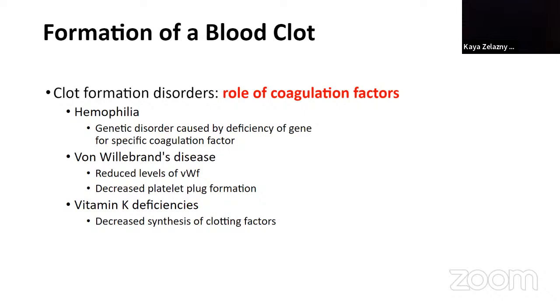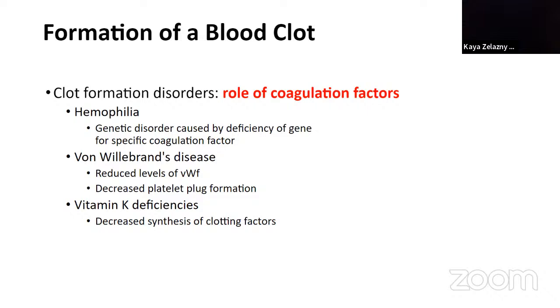There are some other reasons we might not be able to make clots appropriately. Von Willebrand's disease hits earlier in the process. It reduces the levels of von Willebrand's factor, as you might guess from the name. That was one of our compounds that was involved in forming that platelet plug. So that's a bit earlier in the step. But when we don't form the platelet plug appropriately, this is also going to impact forming the clot because we do these steps in order.